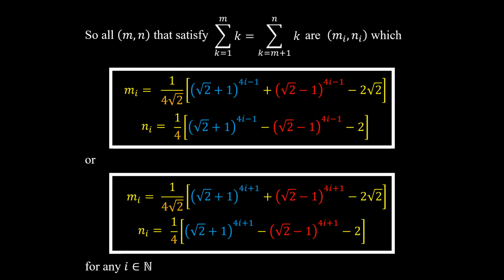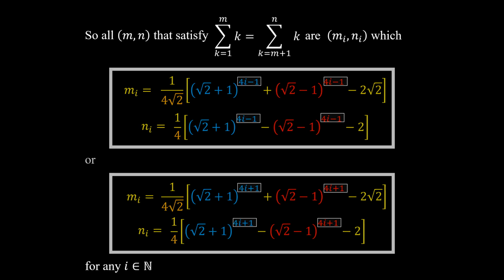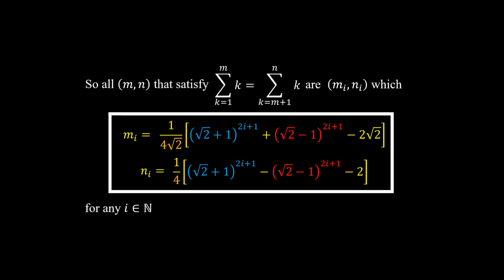Okay guys, that's all. Next, we just need to make a simple conclusion from what we have done. From the first and second cases, all the solutions can be represented as m_i and n_i, whose values are inside the boxes. The difference between these two boxes is only in these powers. But we can combine these powers into a single pattern. That is 2i plus 1. So, all these solutions can be represented in this simple conclusion.